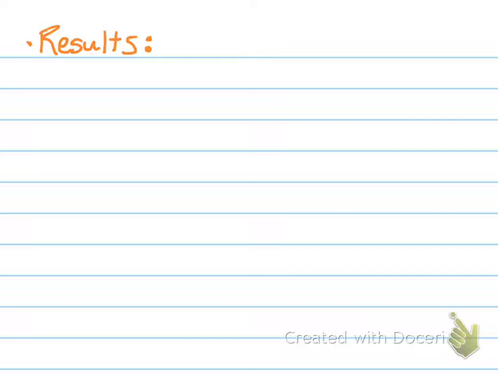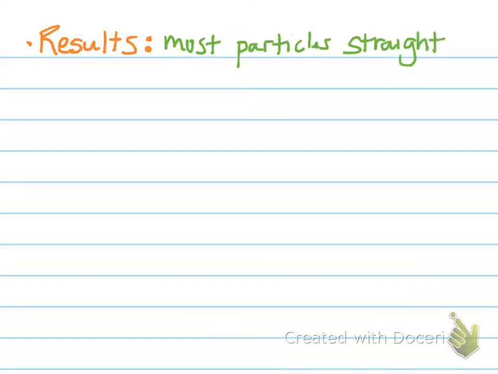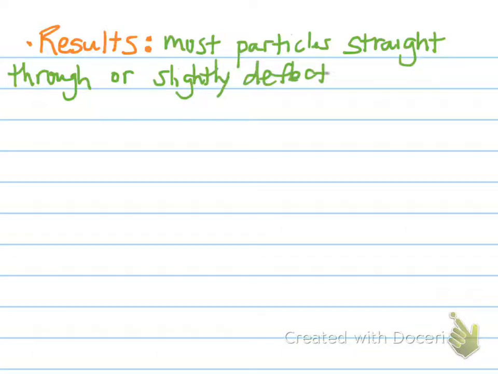All right, what were his results? Okay. Most of the alpha particles went straight through. Or they were slightly deflected. And leave yourself kind of a spot to put a Y for that. Okay, so that's what most of the particles did.